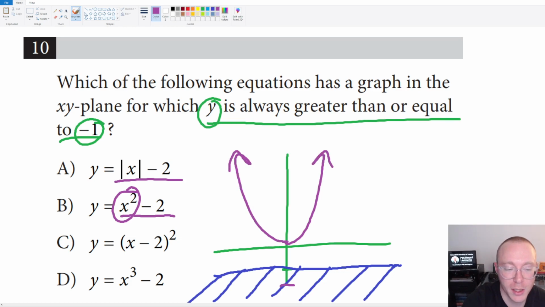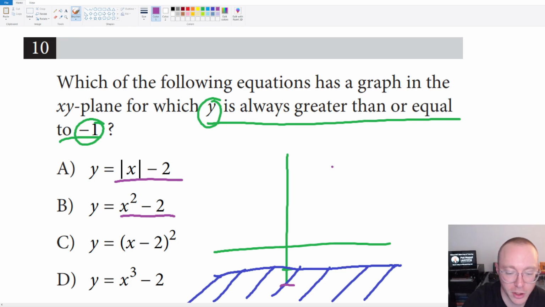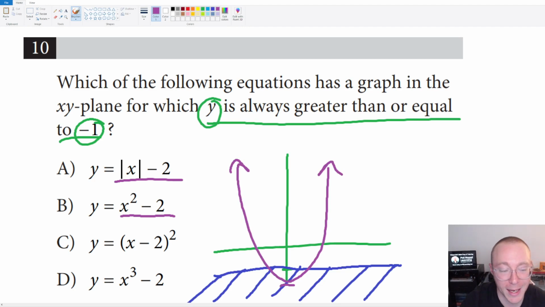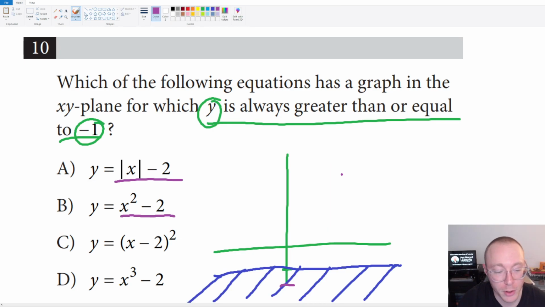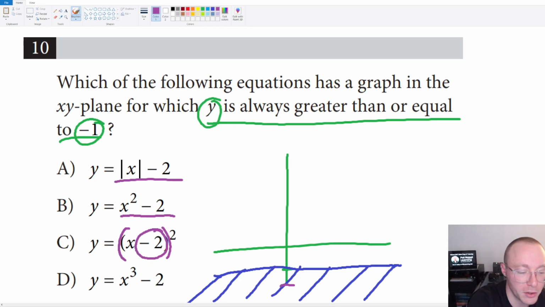But again, if we minus it by 2, it's just going to take that entire shape downwards. And we're going to run into the same exact issue as we did with choice A. Choice C, however, is also a quadratic. It's also going to give us a parabola. It's just that we are going to be minusing 2 inside of parentheses before we square. And what that ends up doing is shifting this left or right.